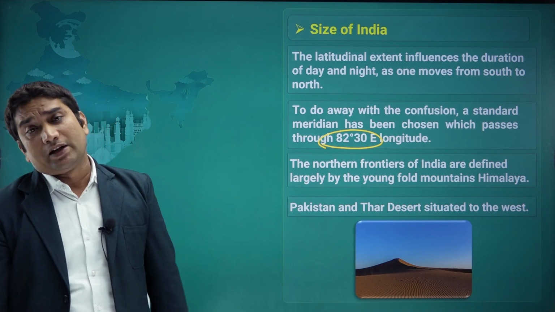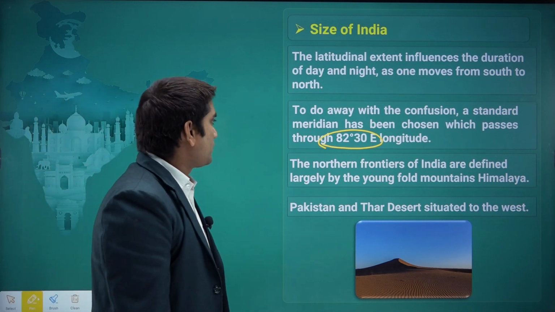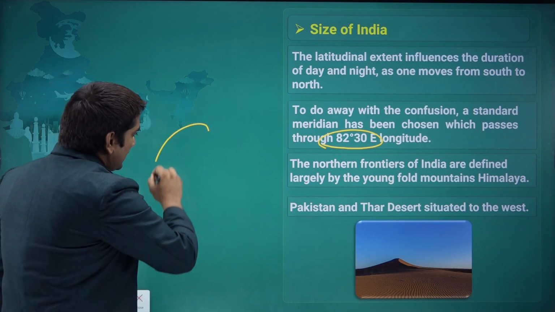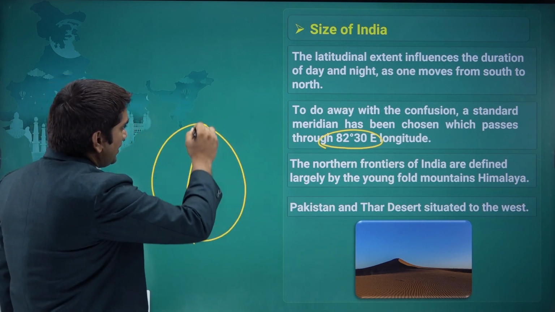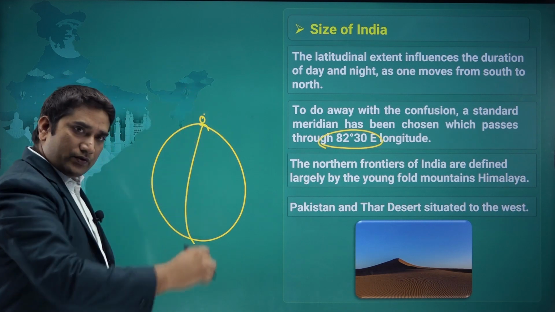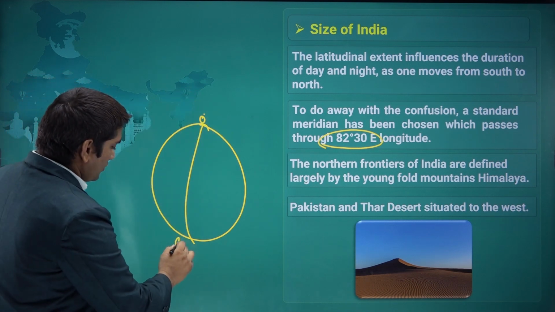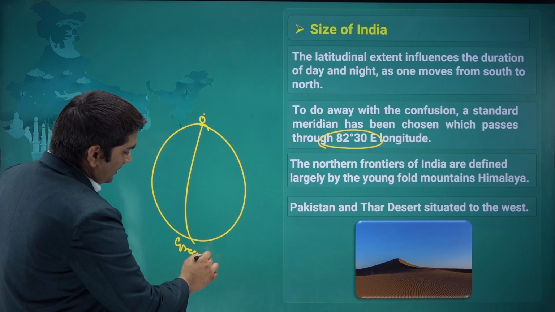Now how do we calculate the time? I'll tell you how we calculate the time. As I told you earlier, 0 degree is the longitude, and this 0 degree is also called the Greenwich timeline.